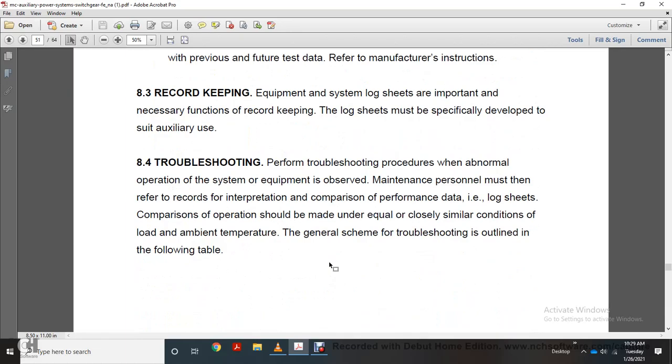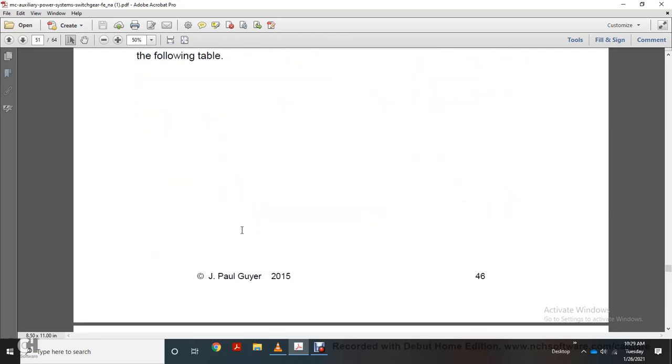8.4 Troubleshooting. Perform the troubleshooting procedure when the system shows abnormal operation. Maintenance personnel must then refer to the records for interpretation and comparison of performance data on log sheets. Comparison of operation should be made under equal or closely similar conditions of ambient temperature. The general scheme of the troubleshooting is outlined in the following table.